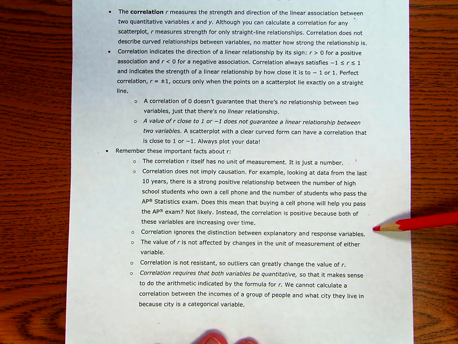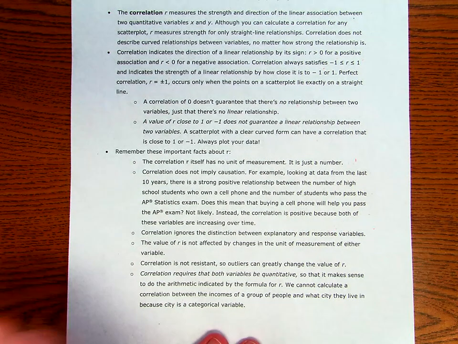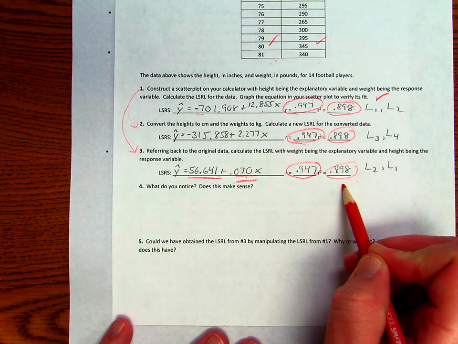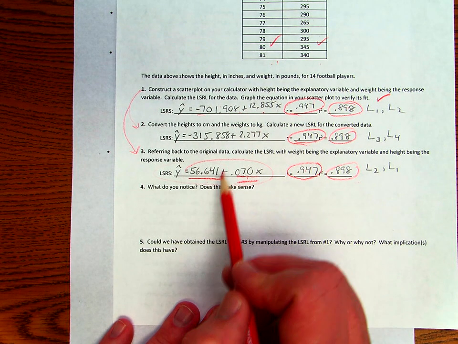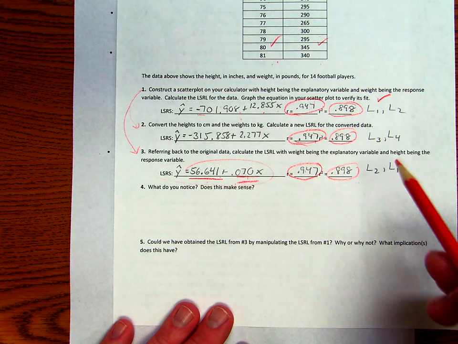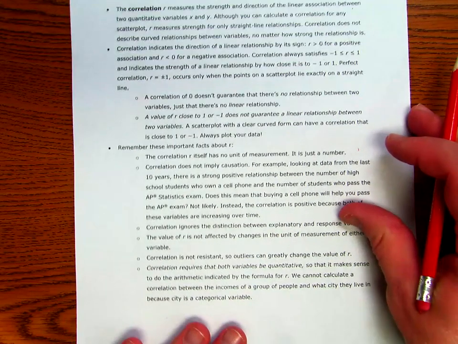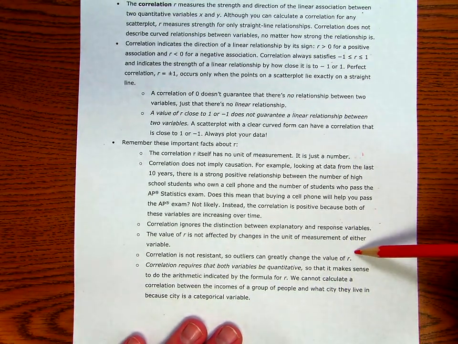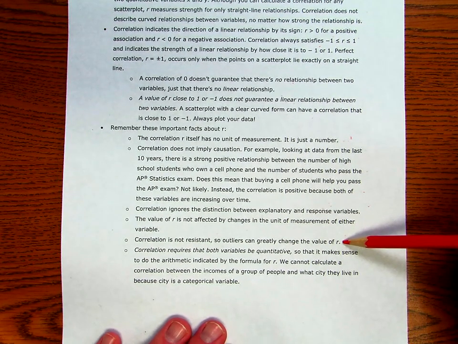Okay, correlation ignores the distinction between explanatory and response variables, meaning switching the x and y does not affect the correlation. And we just looked at that with this example right here. Okay, it does affect the overall equation. This equation cannot be obtained directly from that or that from this, but the R value itself does remain the same. Correlation is not resistant, so outliers can greatly change the value of R. And we've addressed that, I believe, in a prior lesson talking about the influential data points.